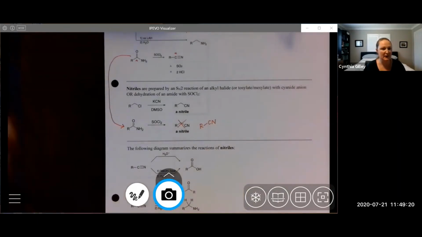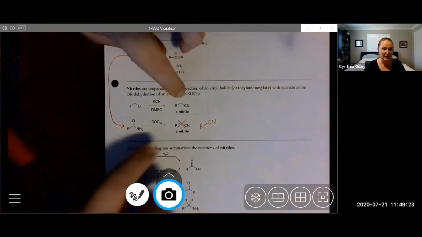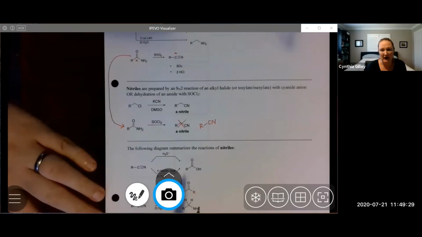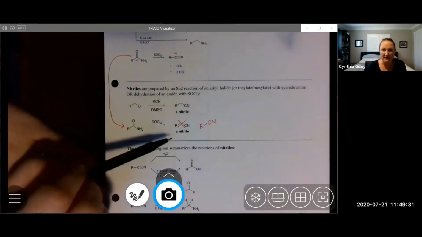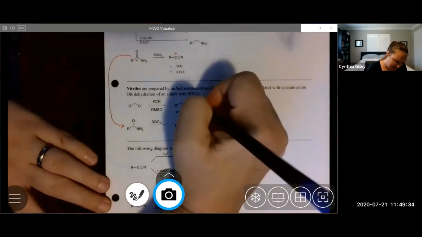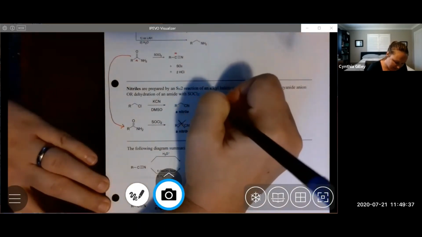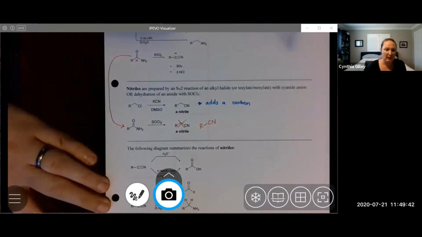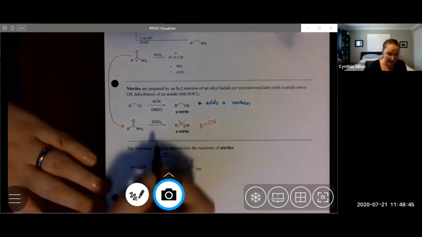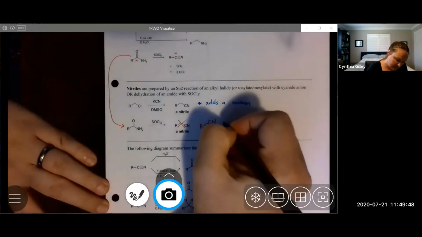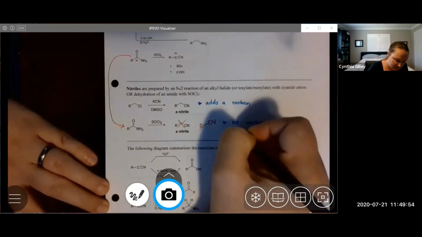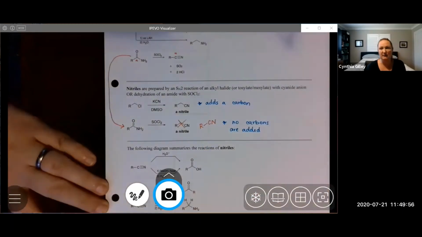Okay. So basically the reason why I point this out is because you want to think carefully, okay, I need to make a nitrile. Do I want to add a carbon or not? The SN2 reaction adds a carbon, so it's a 1 carbon homologation reaction. Whereas the dehydration from the amide, no carbons are added. So it depends on if you synthetically need to add a carbon or not, which pathway you might choose.